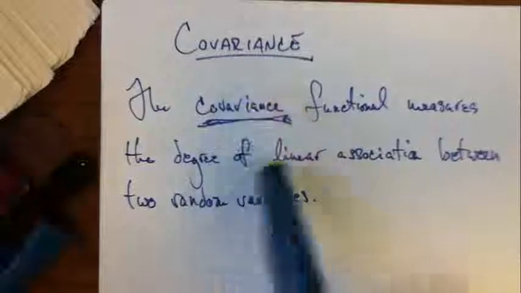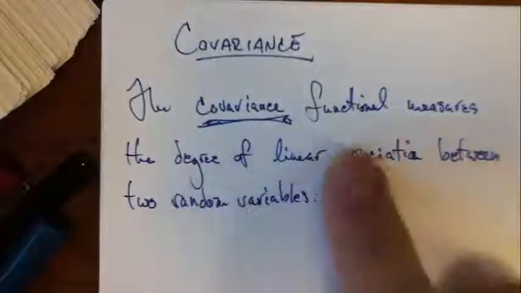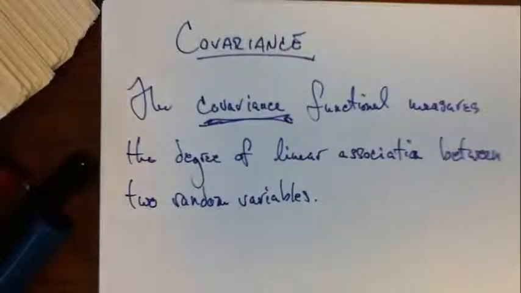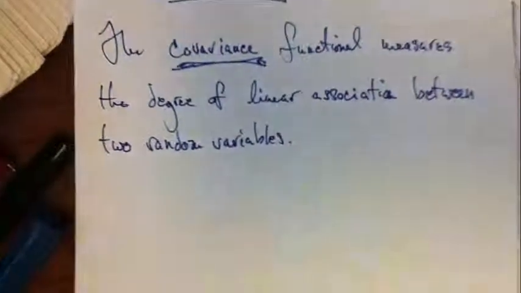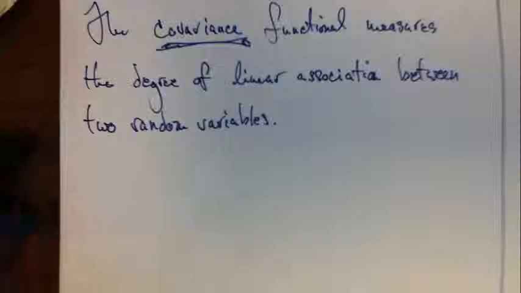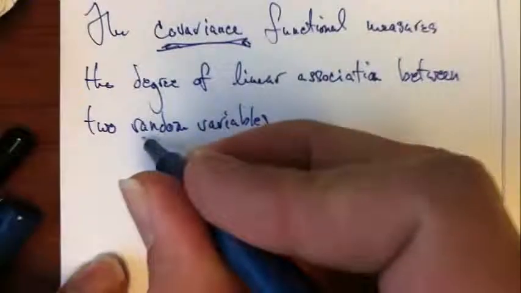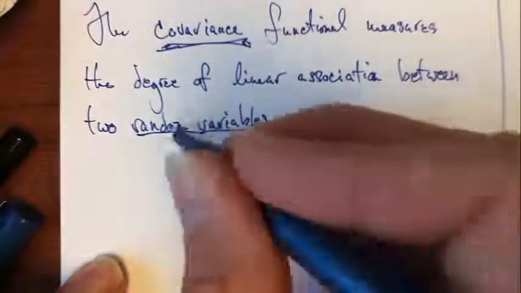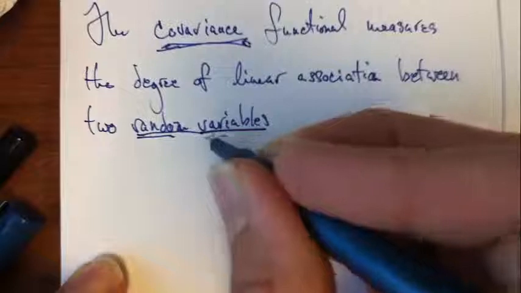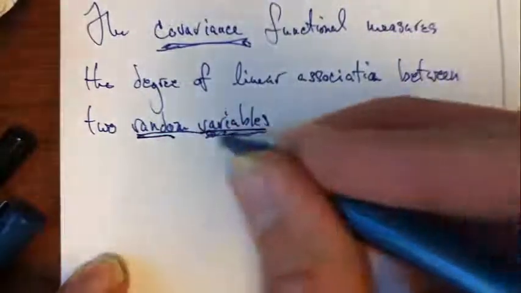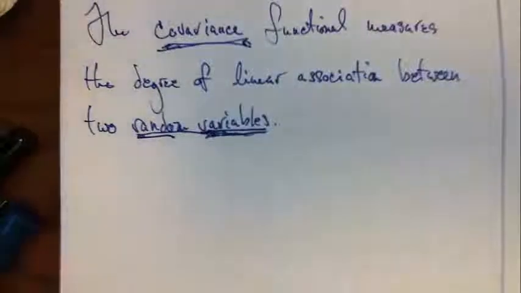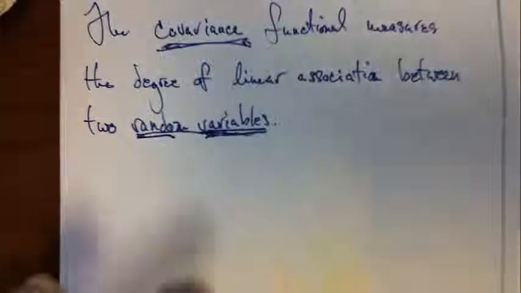Alright, covariance. The covariance functional measures the degree of linear association between two random variables. We say it's a functional because it's a function of functions. Remember that random variables are indeed functions. They map spaces of events or spaces of sets to a real line.